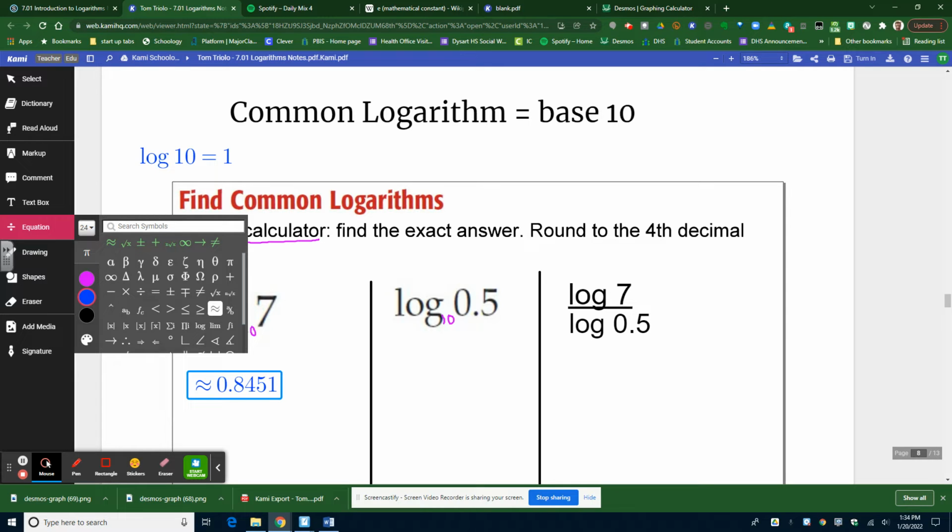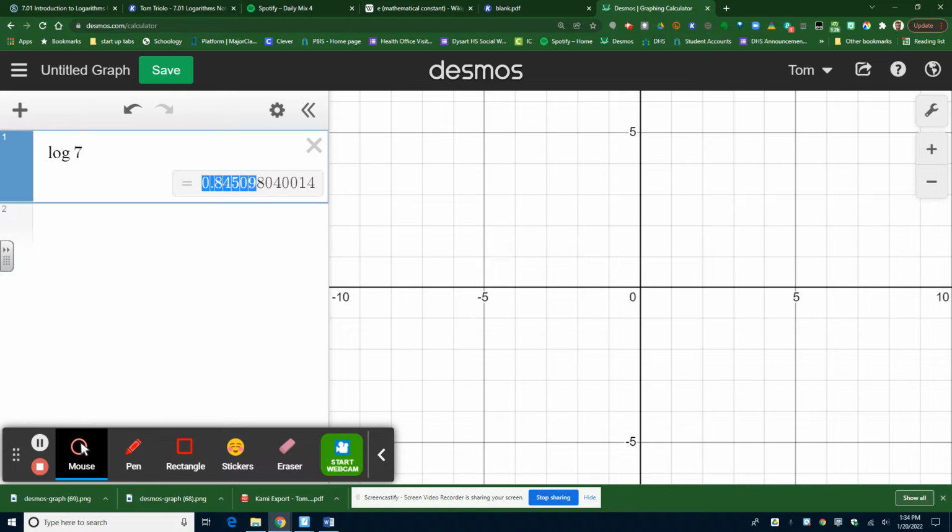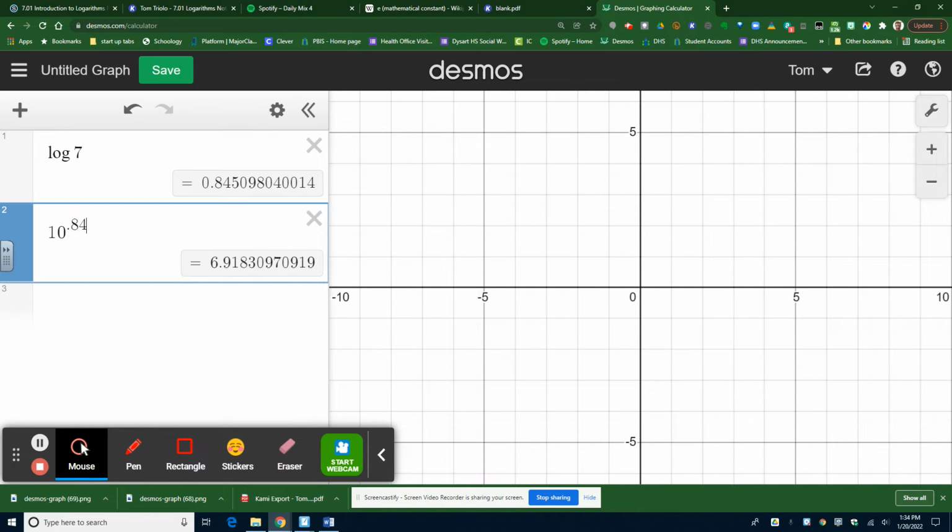And then if we use that approximation and double check, 10 to the power of that gives 6.8451, that's pretty close to 7. It's not going to be exact because I rounded, but I'm within 3 100,000ths. That's pretty good.